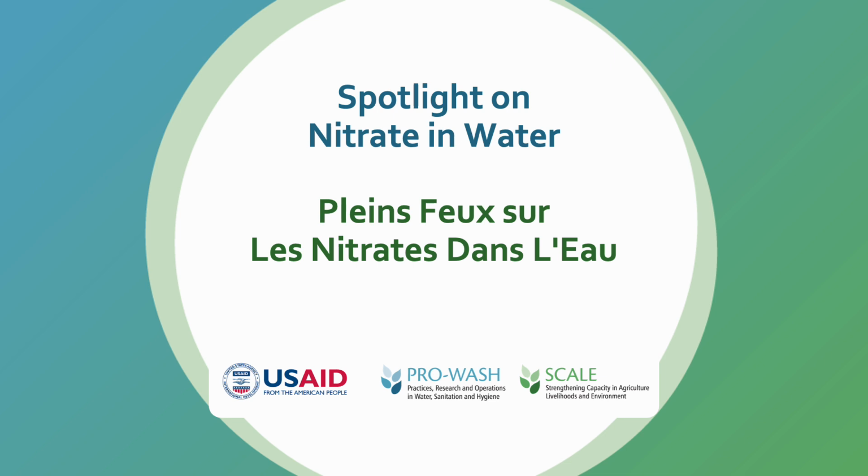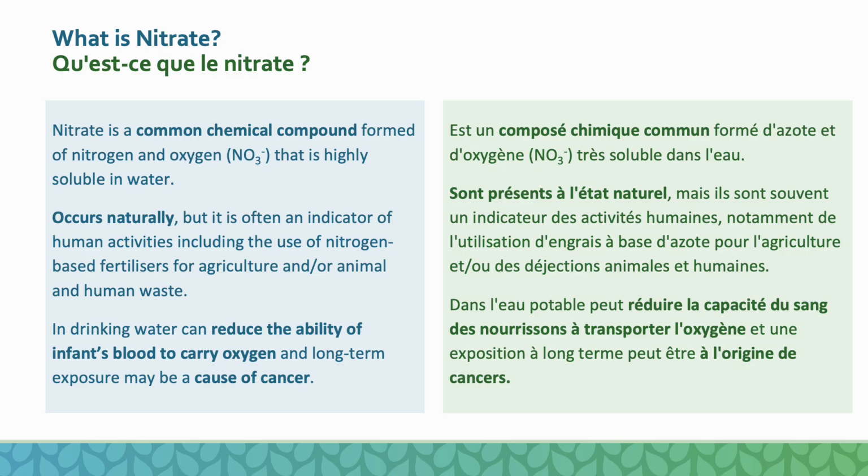And today we're going to put a spotlight on nitrate in water. The first question that we'll answer is, what is nitrate? It's a common chemical compound made of nitrogen and oxygen, and the chemical symbol for that is NO3. It's highly soluble in water. It does occur naturally, but it's often an indicator of human activities, including the use of nitrogen-based fertilizers and the presence of animal or human waste.